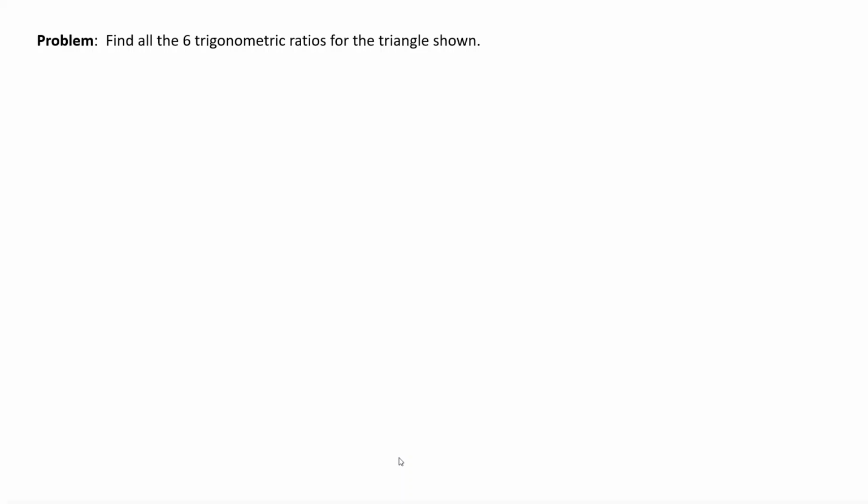Chemistry? Maybe. Alright, with that, let's do some silly problems. Find all the six trigonometric ratios for the triangle shown. Okay, so we got a right triangle, and we are given 6 and 8, and that angle is theta. And we need to find all the trig ratios. That means sine theta, cosine theta, tangent theta, secant theta, cosecant theta, and cotangent theta.